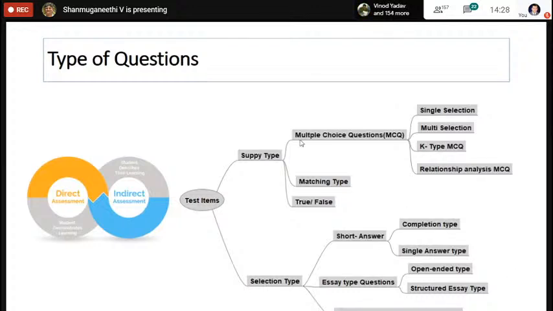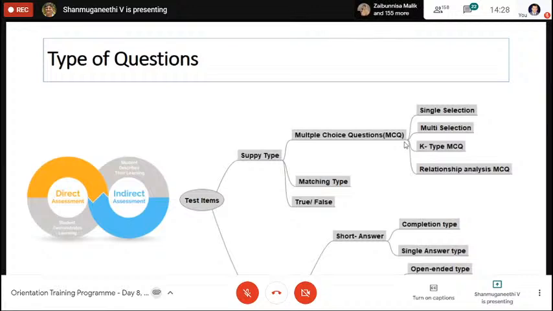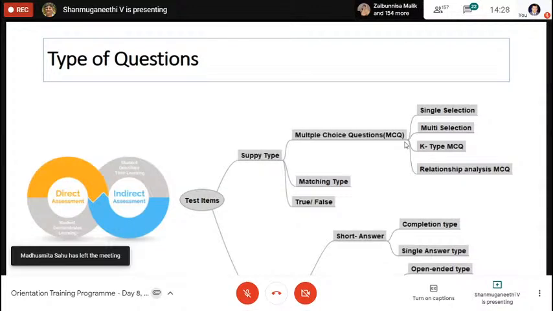For example, you take MCQ. MCQ normally we use for 1 question, then 4 answers, 4 options. So among the 4 options, 1 is the key. But how can I bring the MCQ itself to relationship analysis? This and this are correct. Then what about this? So much complexity you can bring into even MCQ.